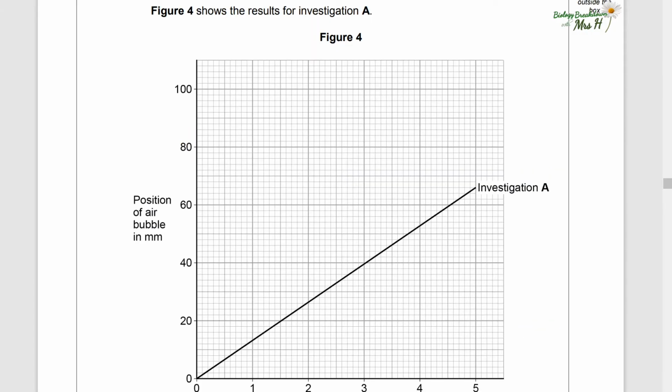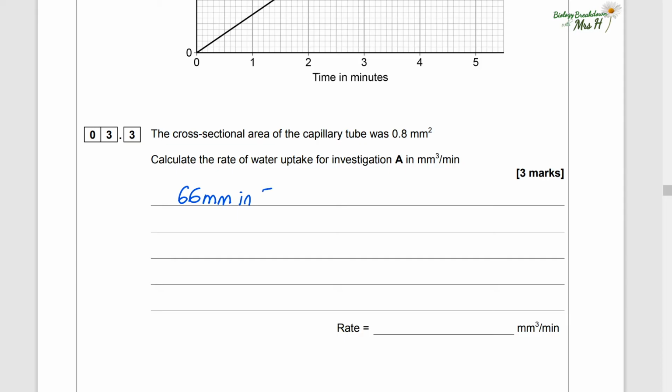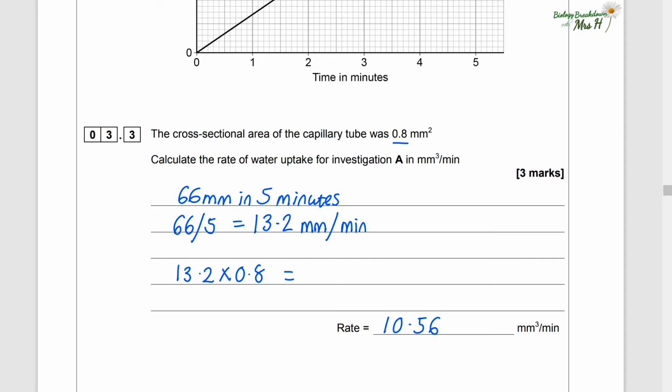So we've got to use our graph. If you go across the x-axis to 5 minutes, go up to the line, you can see that line is at 66 millimeters. So 66 millimeters is how far the bubble moved in 5 minutes. We need to make that into per minute, so let's divide that by 5. 13.2 millimeters per minute is the distance the bubble's moving. Then we need to times that by the area of the capillary tube, which is 0.8 millimeters squared, and we get 10.56 millimeters cubed per minute.